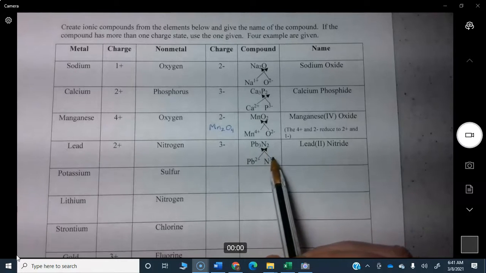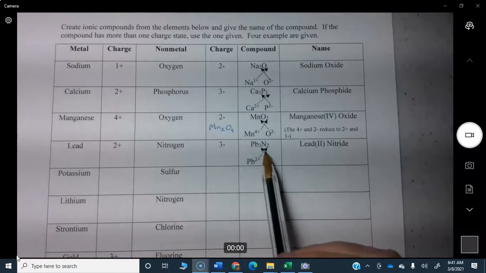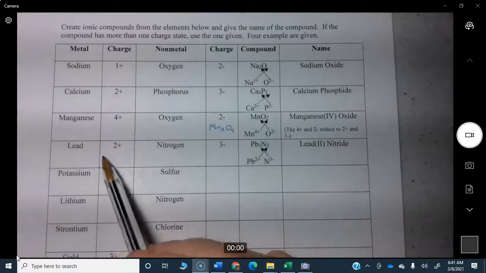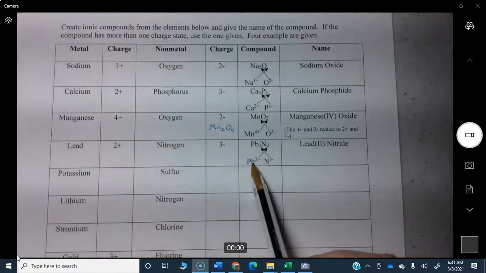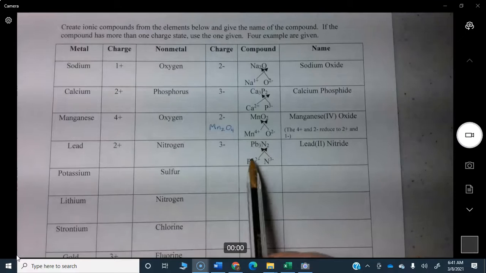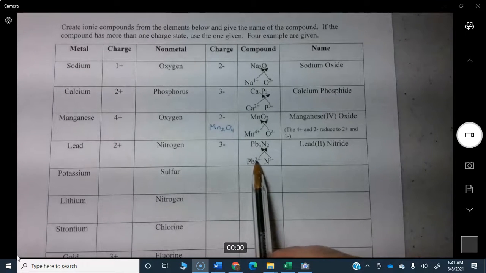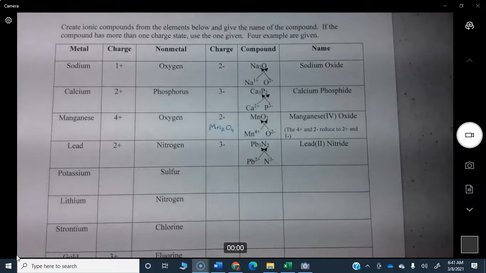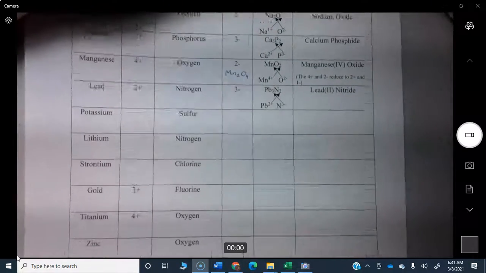So it's lead(II) because of the charge, not because of the number here, don't get confused. Sometimes students put lead(III) because of that. No, it's lead(II) because of the charge. Okay, so it's lead(II) nitride. All right, so 3 times 2 plus is 6 plus, and 2 times 3 minus is 6 minus, 6 plus, 6 minus balances.